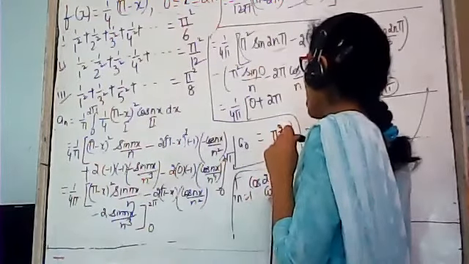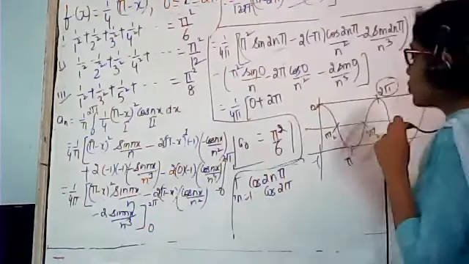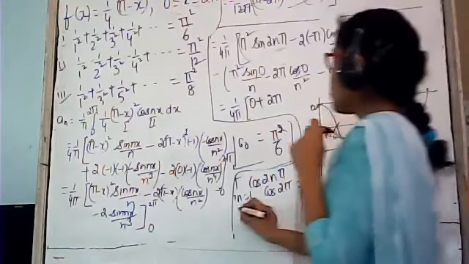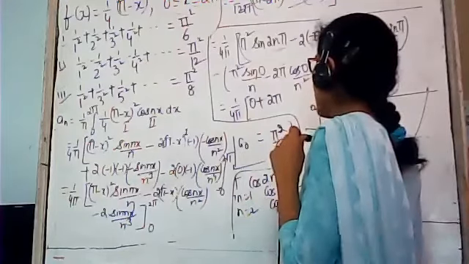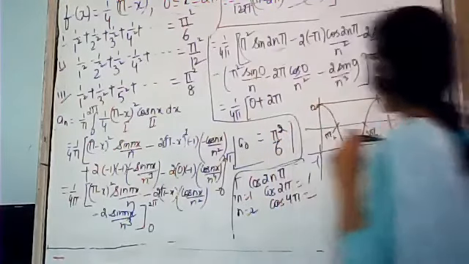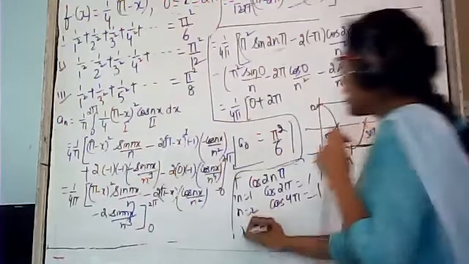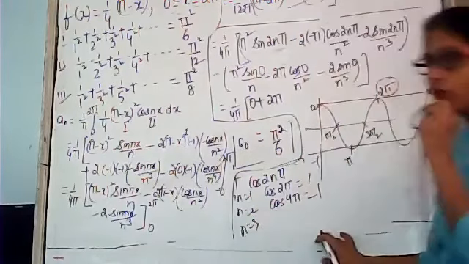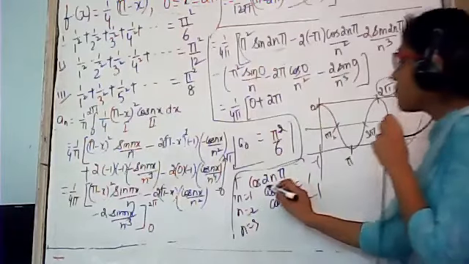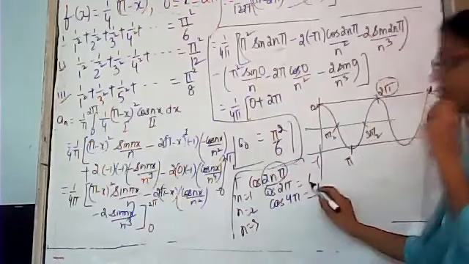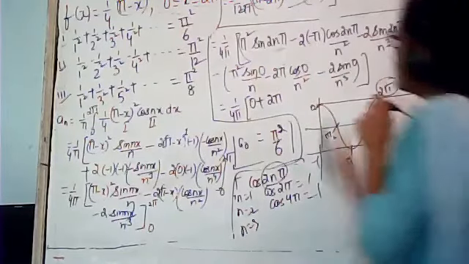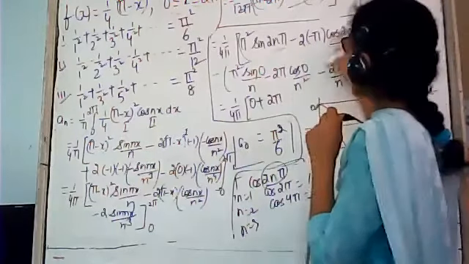It will become cos 2 pi and the value of cos 2 pi is 1. If we put n equals 2, it will become cos 4 pi. Again, cos 4 pi will come here, so it is again equal to 1. Similarly, n equals 3, n equals 4. For every even multiple of pi, cos has the value 1. So this is equal to cos 2n pi, which is 1.